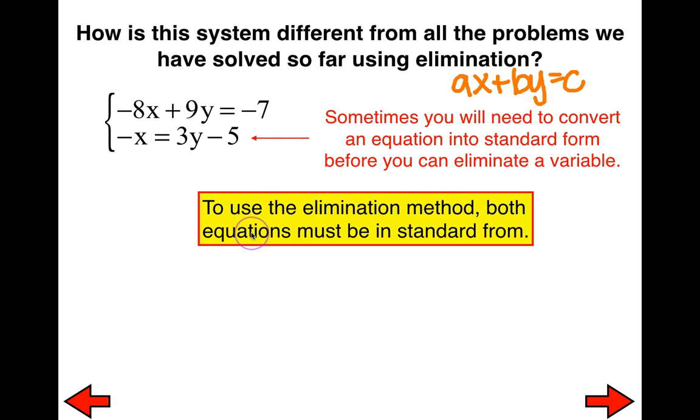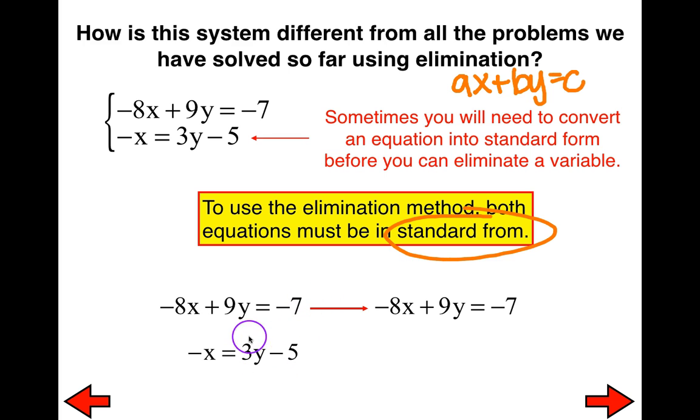To use the elimination method, both equations must be in standard form. So we're going to work on that. Here, the first one's already in standard form, so we're going to keep that. The second one, we're going to have to move this 3y over to the left. So I'm going to subtract 3y from both sides. It will cancel out here, leaving me with, and you want to be careful, you want to do x first, y second. So you're going to keep negative x first, minus 3y second, equals negative 5. Then from there, you can work on eliminating your variable.